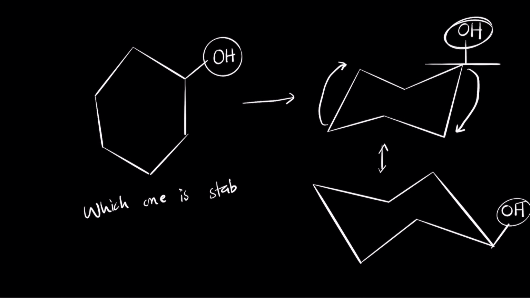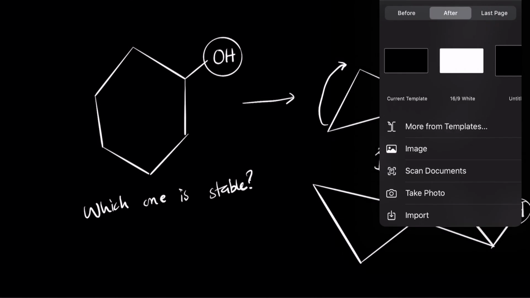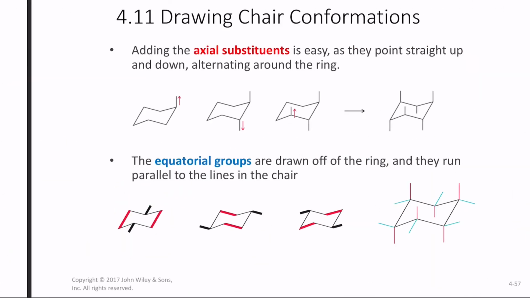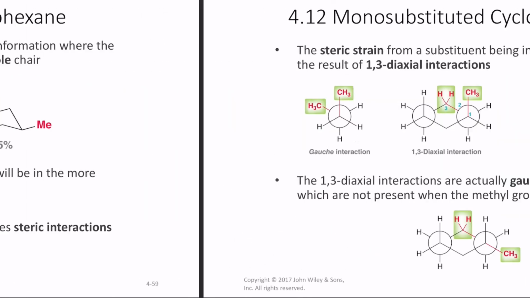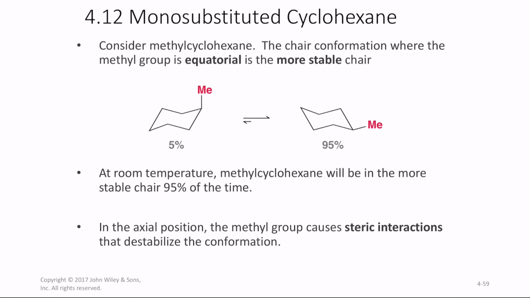So this is the question that we have to answer. Between the two conformations that we drew here, which one is stable? When you take a look at the actual diagram, you notice that the conformation where you have the substituent in the equatorial position is generally the more stable one.